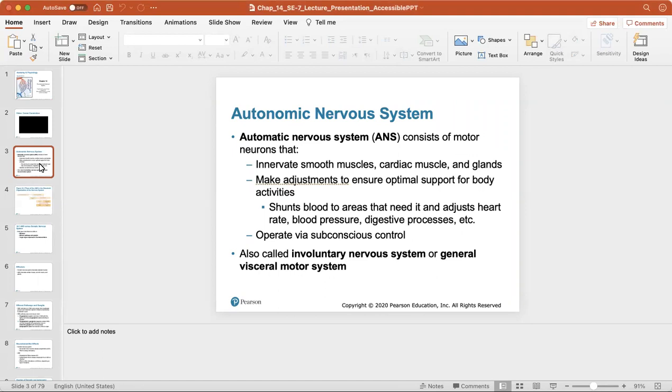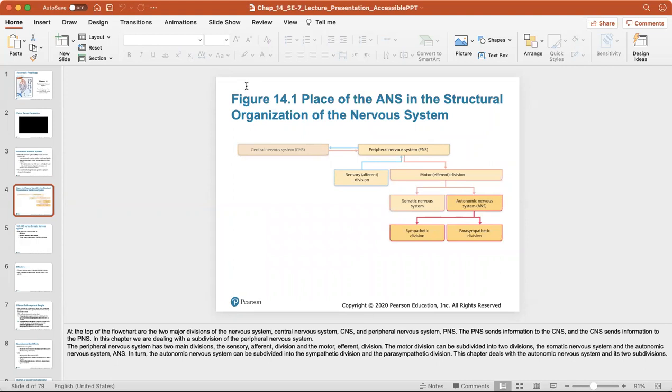The autonomic nervous system consists of motor neurons that innervate smooth muscles, cardiac muscle, and glands, and it makes adjustments to ensure optimal support for body activity. For example, it will shunt blood to areas that need it, and adjust heart rate, blood pressure, and digestive processes. It operates via subconscious control, so your autonomic nervous system operates without your knowing. It's also called the involuntary nervous system or the general visceral motor system because it's taking care of all the processes within your visceral organs.